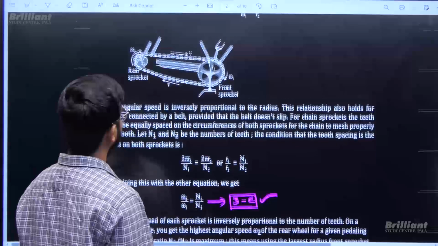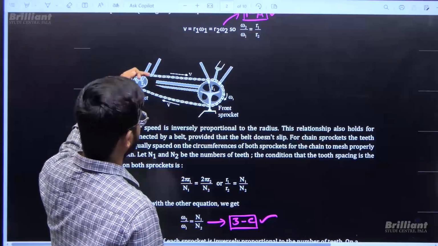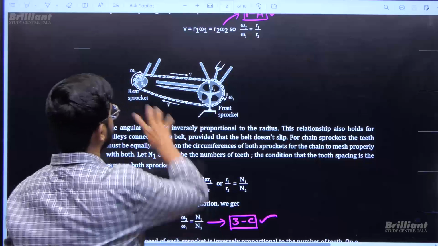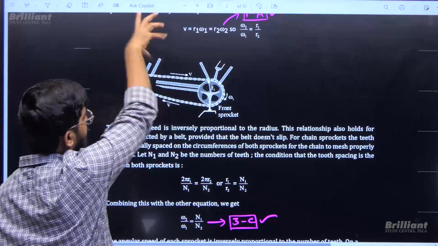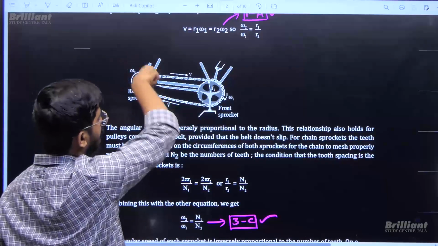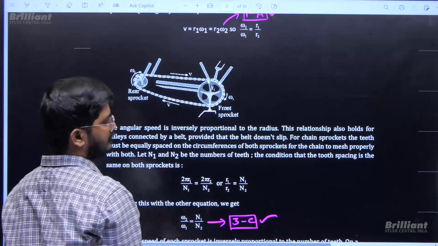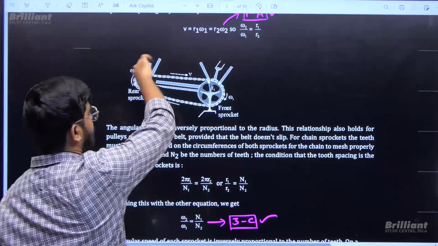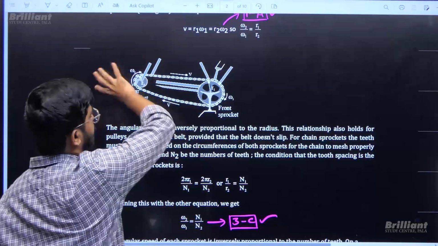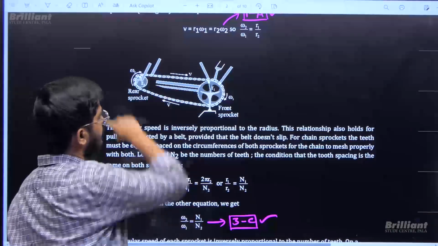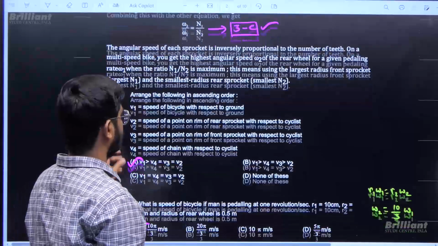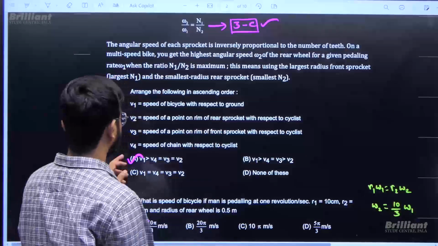So all these three will be the same, but the speed of the bicycle is different. If you compare the speed of the circumference of the sprocket, it is going to be small r2 into omega 2, but the speed of the bicycle is going to be the radius of the bicycle wheel into omega 2, assuming pure rolling. So the speed of the chain, r2 into omega 2, will be less because the radius of the wheel is big. R into omega 2 will be more, so the speed of the bicycle with respect to ground will be more.